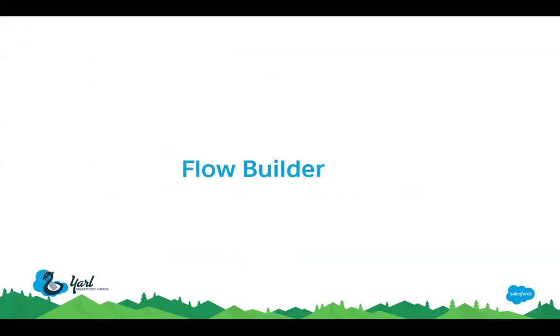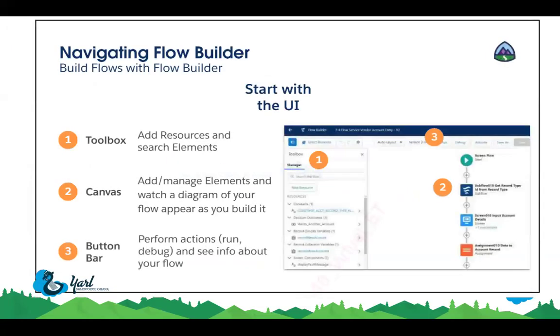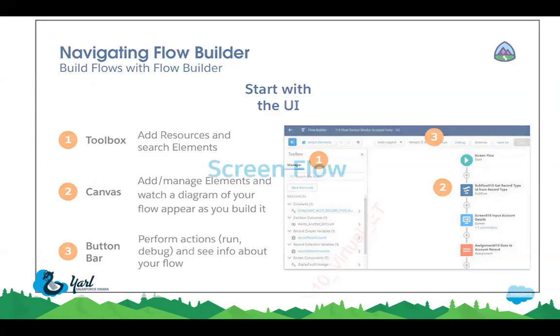So flow builder, this is the flow builder. I will show in the demo anyway, where you will be building the flows based on your requirements. There are three main areas. One is the toolbox, where all your tools and resources that you need to build your flow are available. Canvas is your working area where you will be building. And the button bar has buttons like saving, activating, deleting. So these are the three major areas in the flow builder.